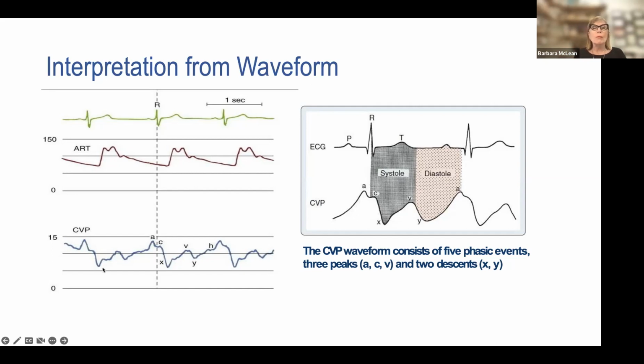Now, I want to remind you that all mechanical events that happen in the heart must be generated by an electrical event. First and foremost, you must have an electrical event, what we're going to call our EKG, to have a mechanical response. Now, you can have an electrical event, a normal sinus rhythm on your monitor, and not have a contractile response. That's known as PEA, pulseless electrical activity. But you can never have a mechanical response without electrical stimulation.